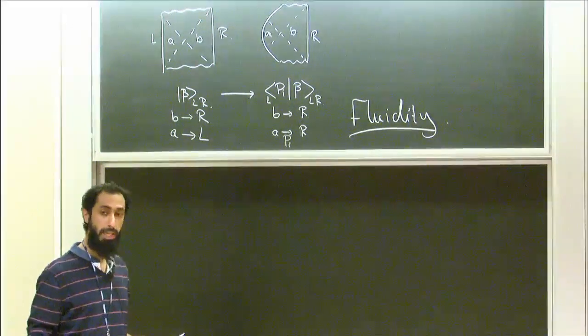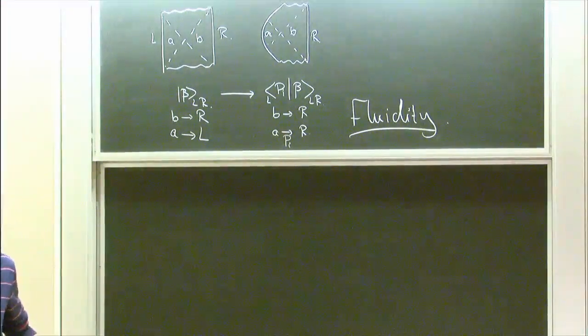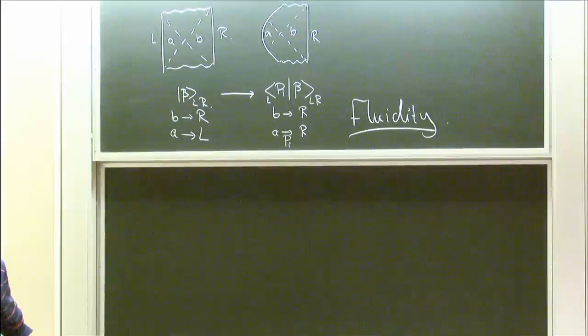Okay, so to begin, yes? So A is not in the entanglement wedge of any region on R. Correct, but it's in the entanglement wedge of the entire R.